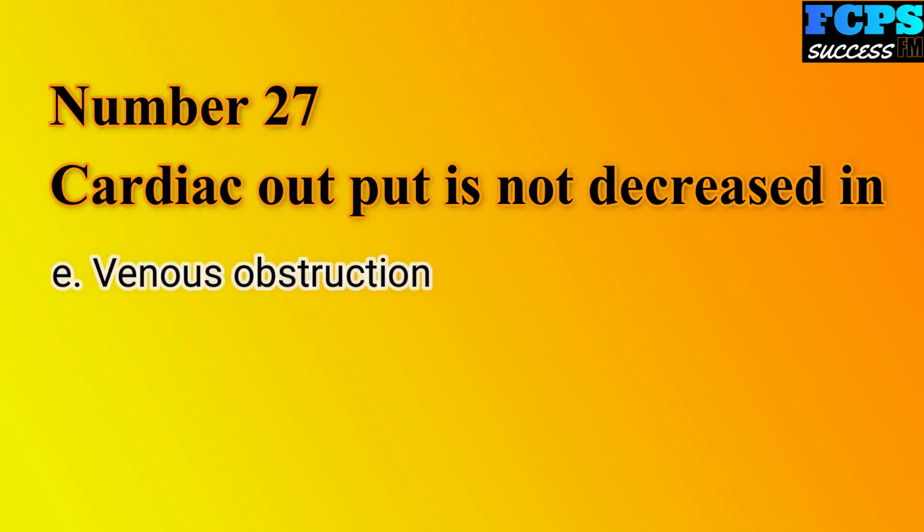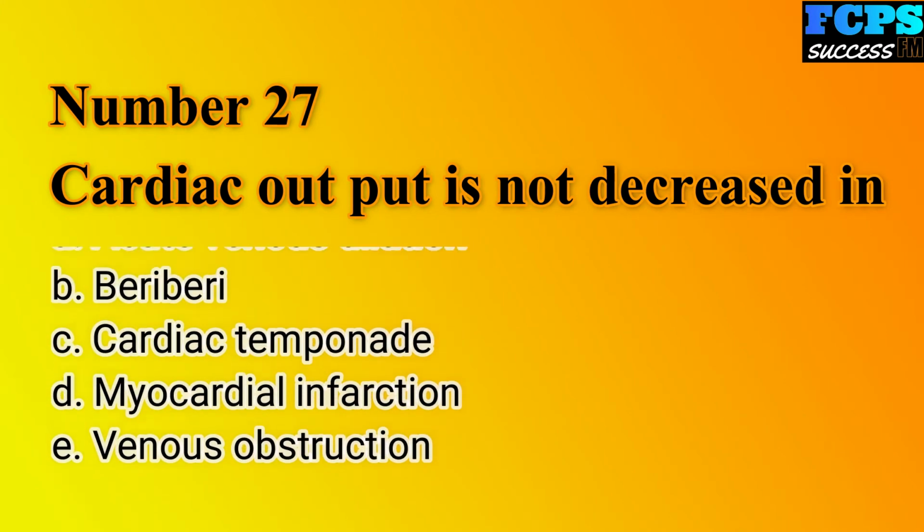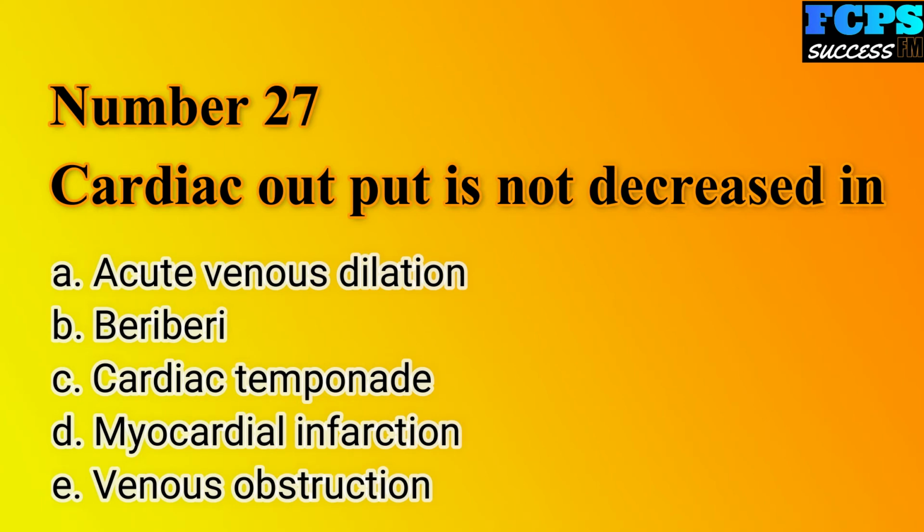Number 27. Cardiac output is not decreased in A. Acute venous dilation, B. Beriberi, C. Cardiac tamponade, D. Myocardial infarction, E. Venous obstruction. Correct option is B. Beriberi.